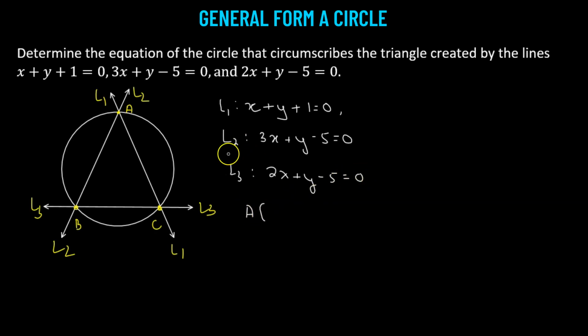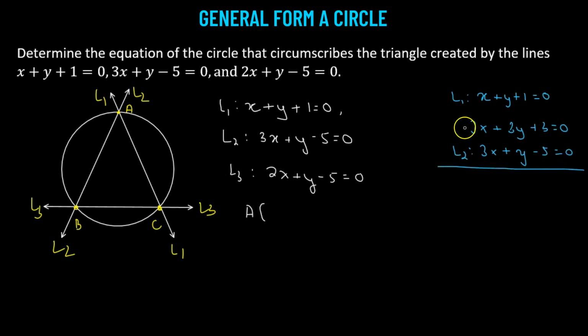All we have to do is solve the lines L1 and L2. So we have, at first, x plus y plus 1 equals 0. That's the equation of line L1. What we'll do is multiply throughout with 3. So we're going to have 3x plus 3y plus 3 equals 0. Then we're going to use equation of line L2, that's 3x plus y minus 5 equals 0.